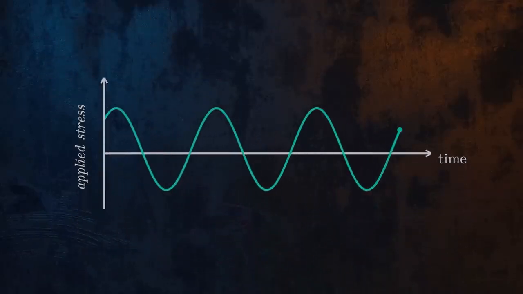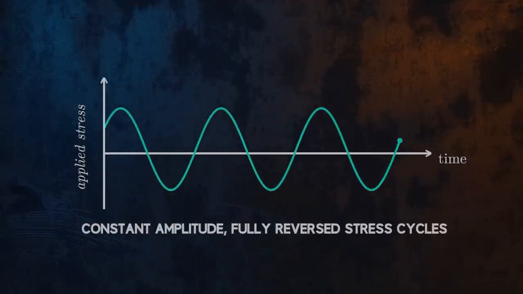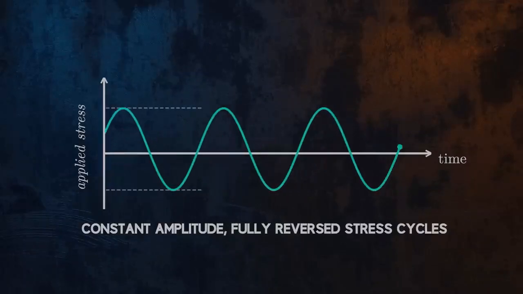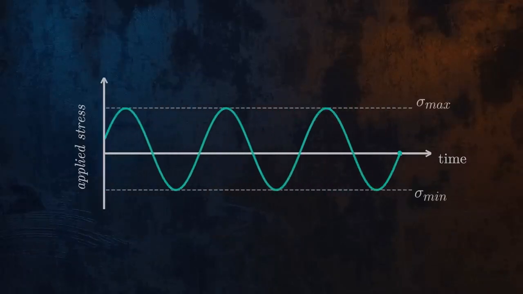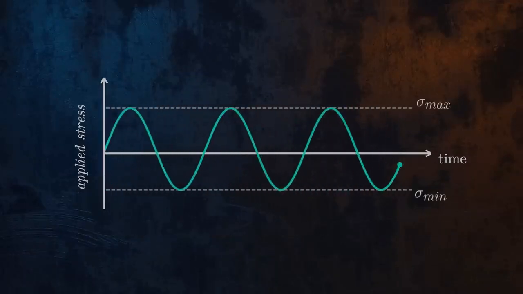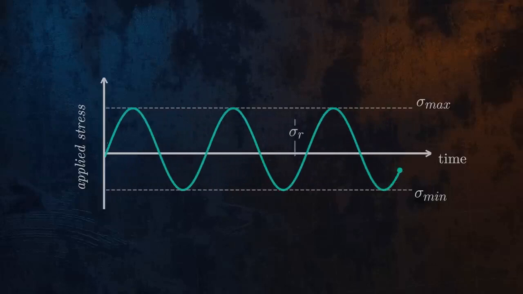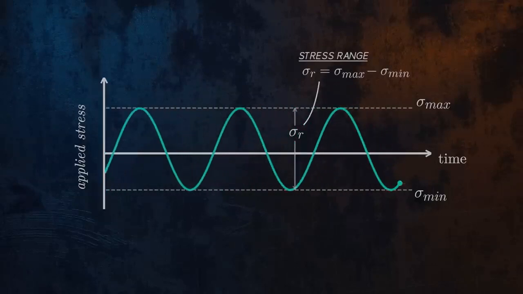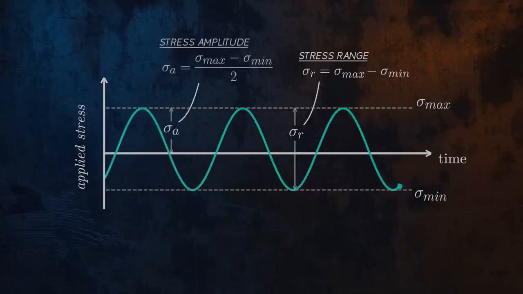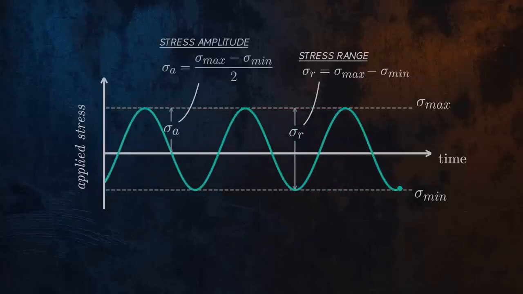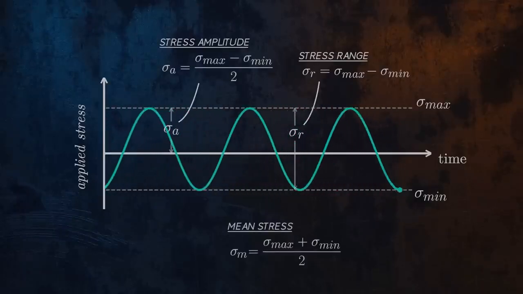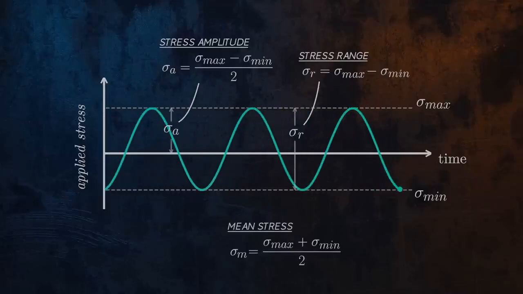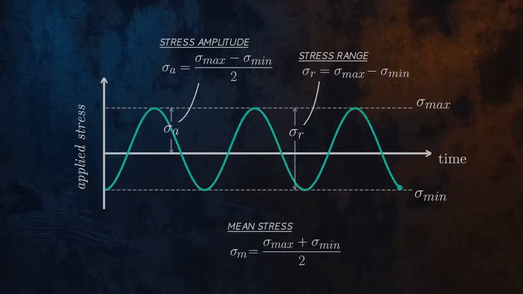Fatigue tests are usually run for the constant amplitude fully reversing cycles you can see here. The same stress magnitude is applied in tension and in compression. Let's define a few terms. The stress range is defined as the difference between the maximum and minimum stresses. The stress amplitude is defined as half of the stress range. The mean stress is the average of the maximum and minimum stresses. In this case, the mean stress is 0.